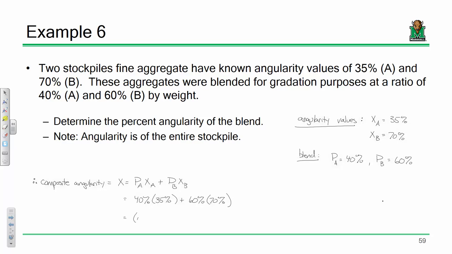So this is going to be 0.4 times 0.35 plus 0.60 times 0.70. So somebody tell me what you get for that. 0.56. Do I have a second on that? So I propose that the angularity of the blend is 56%. Again, somewhere between 35 and 70. Does that make sense? This isn't so bad, right? Pretty simple, basic stuff.